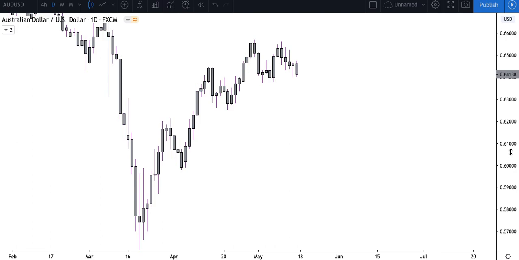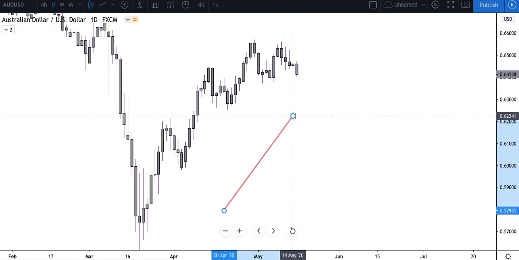So I have a few setups I would like to share with you guys, starting off with AUDUSD. Now on the daily time frame, you can see that AUDUSD is in an uptrend. You guys can clearly see that market has been pushing up higher and higher.